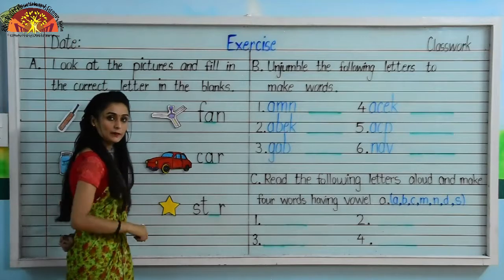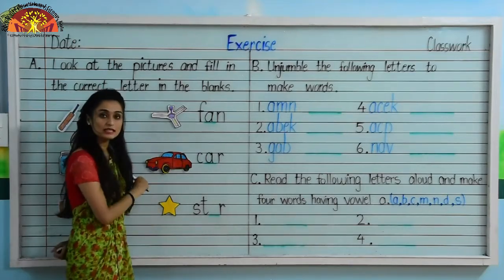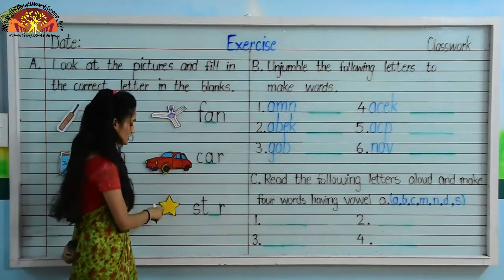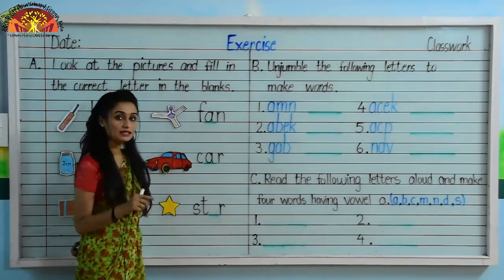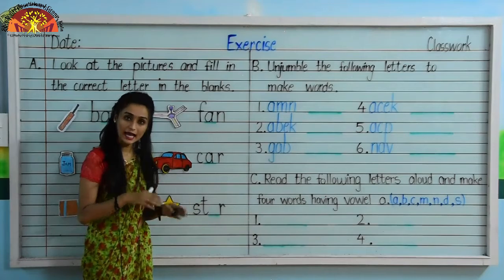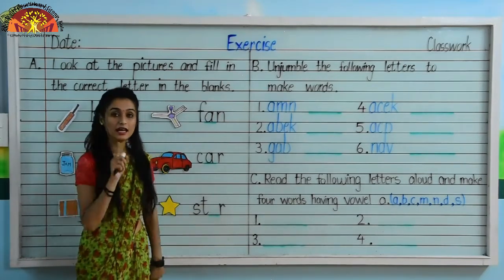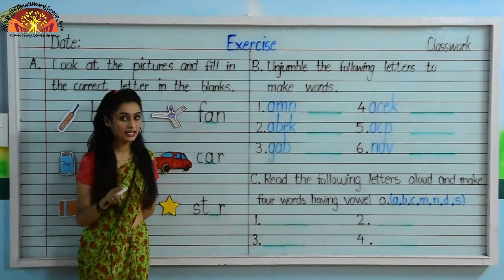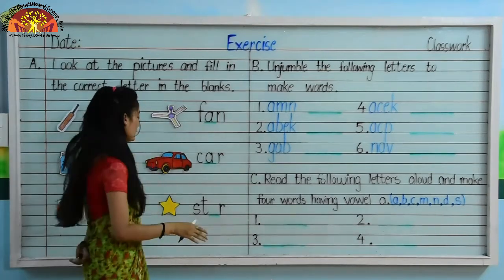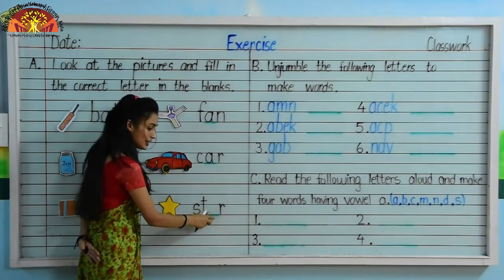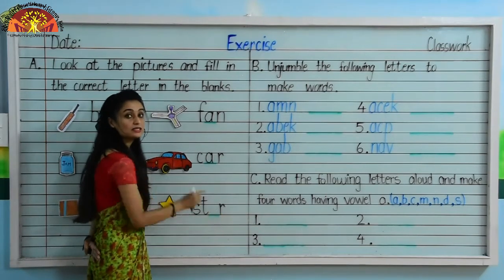Now look over here and pay attention. Tell me which picture is this? Yes, this is a star. And the spelling of star is S-T-A-R. Star. So as you can see, S, T, and then it is a blank and R is written.